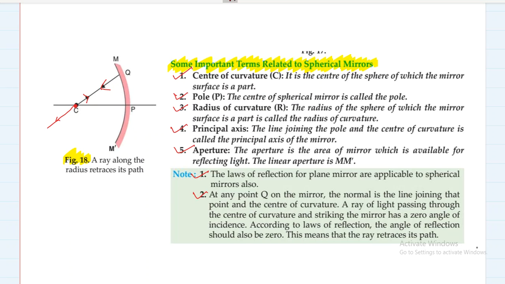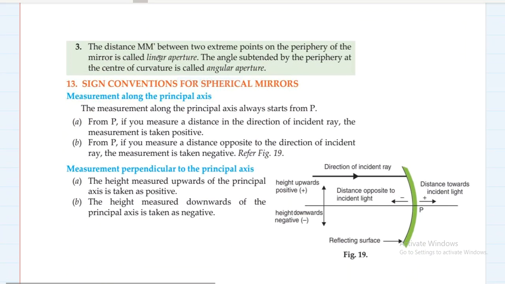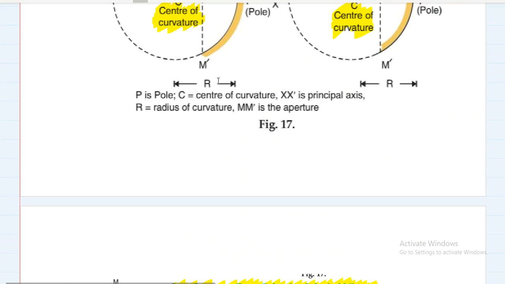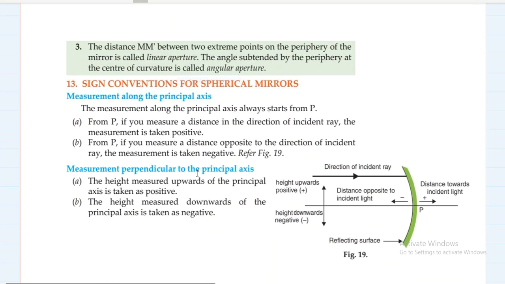ठीक है. सो ये स्फेरिकल मिरर में थोड़ा सा अलग है. It is little bit different from plane mirror. And the distance MM dash between the extreme points on the periphery of mirror is called linear aperture, जिसकी बात इन लोगों ने यहाँ पे की है. MM dash, ये straight dotted line दिख रही है, इसको बोलते हैं linear aperture.